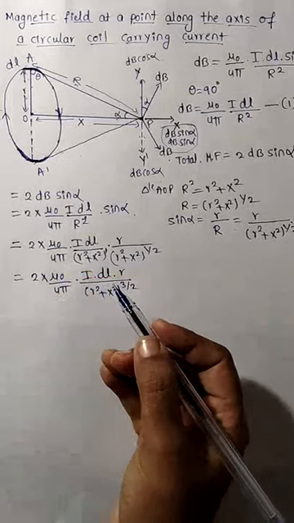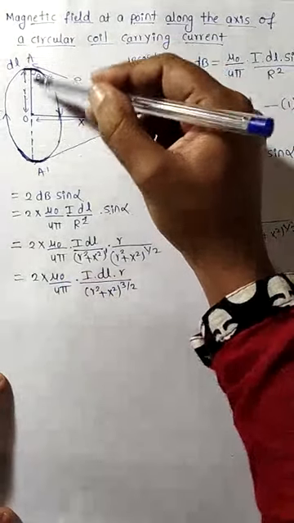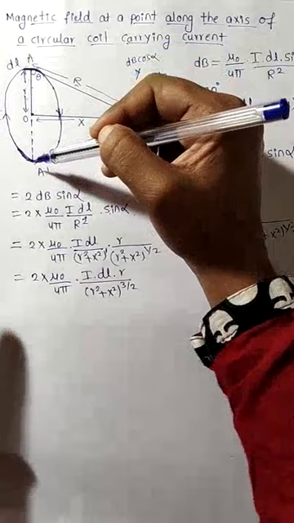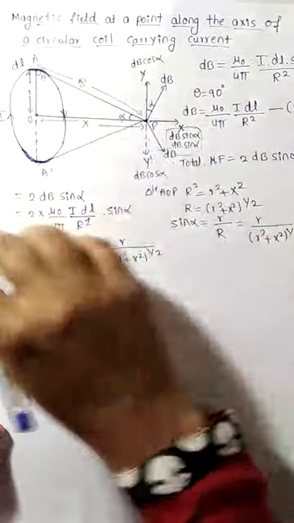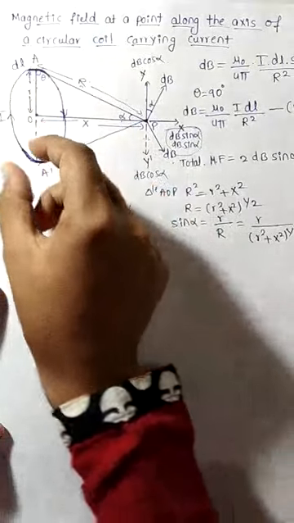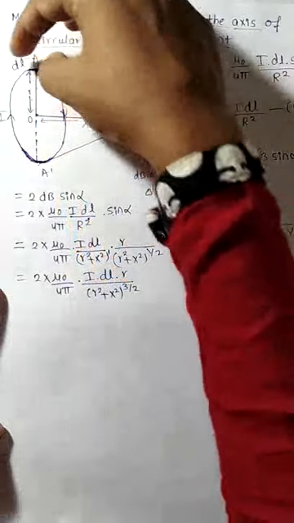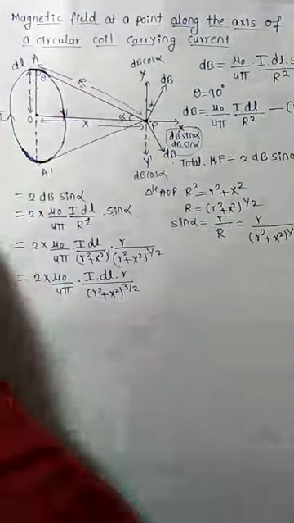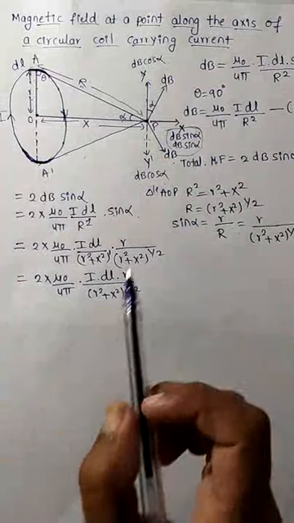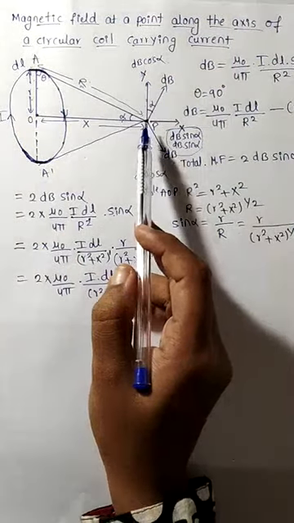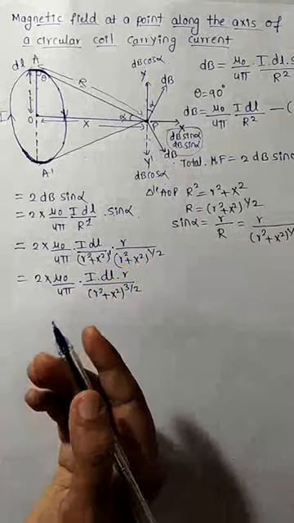This is the magnetic field due to these two current elements, that is A and A dash. But when we go to the entire circular coil, the entire circular coil contains many current elements, isn't it? So many number of current elements are there. According to that, due to all those current elements, we should find the magnetic field, that is the total magnetic field.